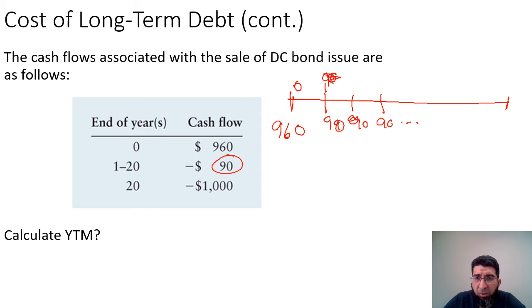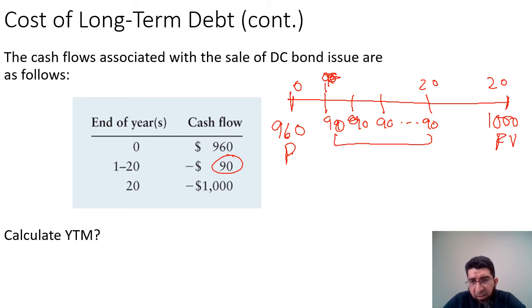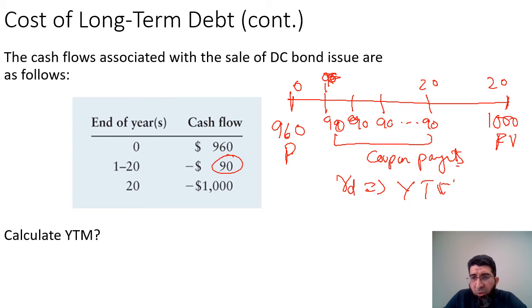So it's 1, 2, up to 20. That is the last period, and there is another last cash flow, which is also at time period 20, which is the 1,000. So this is the face value, this is the price of the bond, and these are the coupon payments. Now, if the bond is in the market, then all we need to calculate is the RD or YTM. It's also called the internal rate of return of the bond.